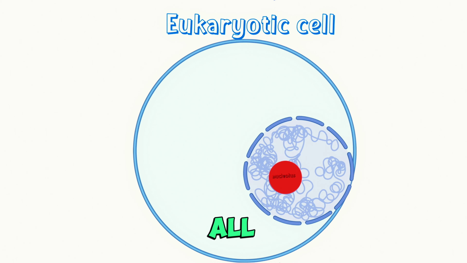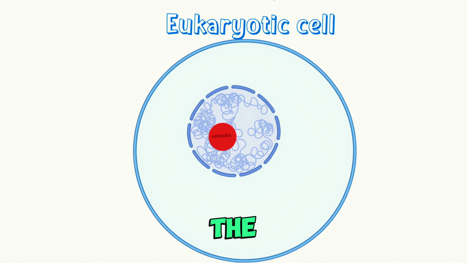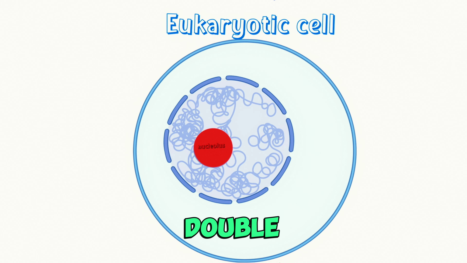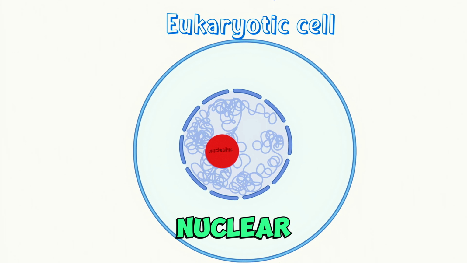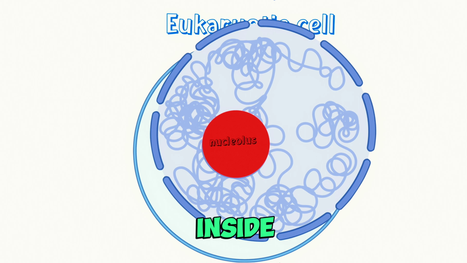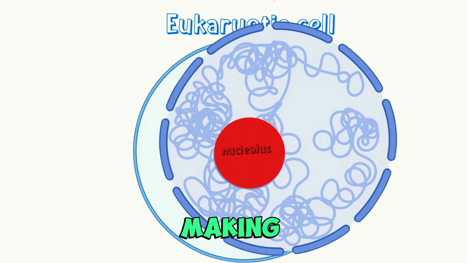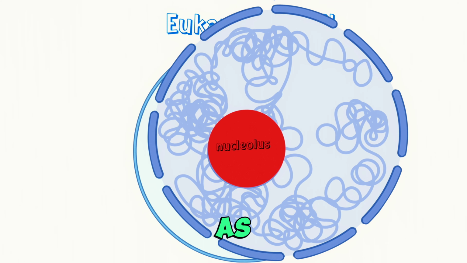One unique feature of all eukaryotic cells is the presence of the nucleus. The nucleus comes with a double membrane. In addition, it contains nuclear pores. There's one section inside the nucleus which is responsible for the making of large ribosomes. This is known as the nucleolus.